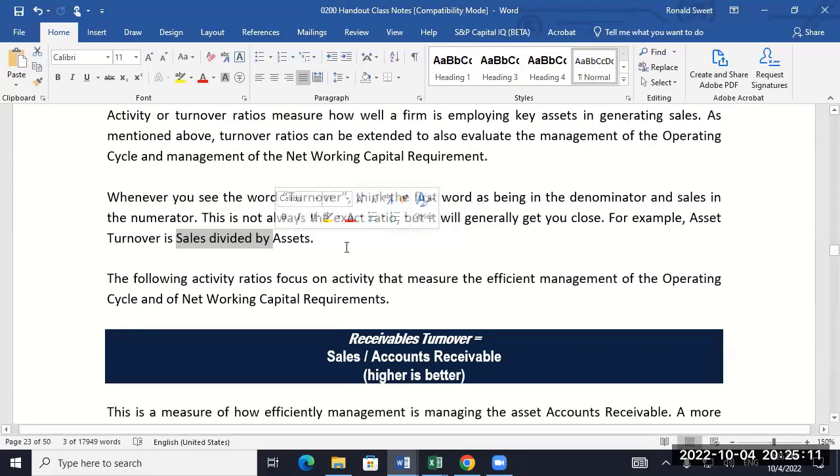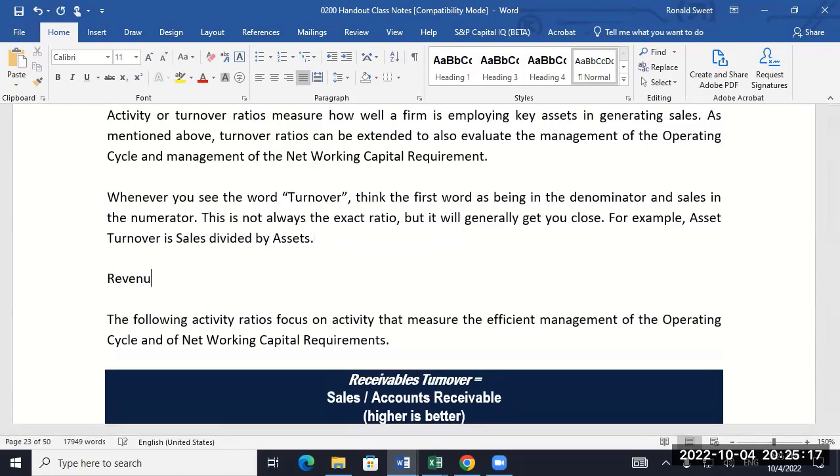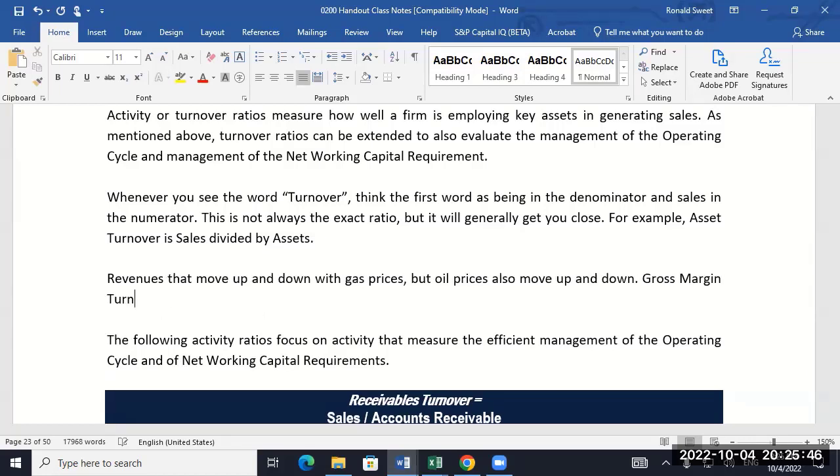Now, let's think about this ratio with Anthony. He's got a special issue. Anthony has revenues that move up and down with gas prices. So he's going to show this turnover ratio going like that. But oil prices also move up and down. So for a firm like Anthony's, I might not do an asset turnover. I might do, Anthony, you might think about this, a gross margin turnover. And why would I do that? So their revenues are gasoline, their cost of goods sold is what?